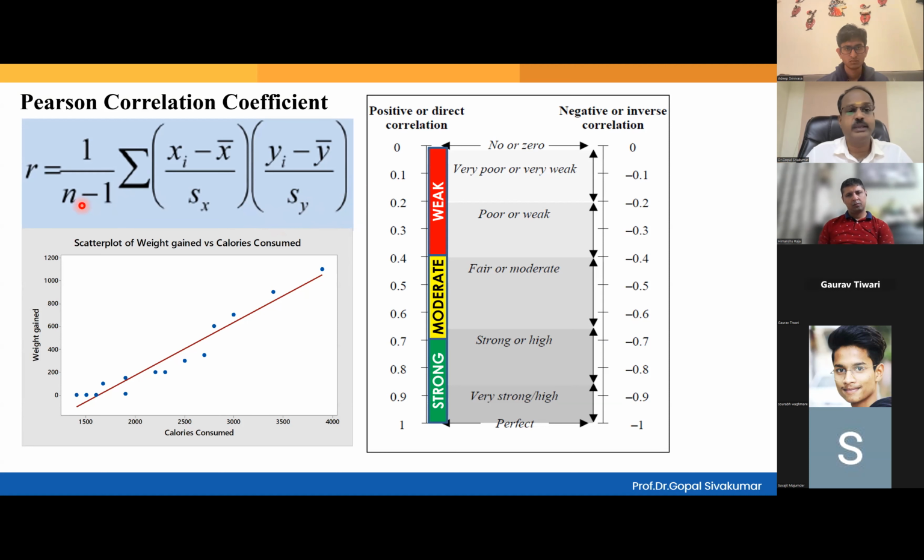The formula is designed in a way that R can become a maximum of 1. It can be plus 1 or minus 1. Whenever the points become perfectly linear, R will become a maximum of 1. Whenever there is no relationship, R will become 0. And see here, you have a scale. 0 to 1 this side refers to positive correlation, 0 to minus 1 refers to negative correlation. Up to 0.4, the correlation is known as weak. 0.4 to 0.7 is known as moderate. 0.7 to 1 is known as strong. Equal to 1 means perfect. Equal to 0 means no correlation. All of you understand how to define now?